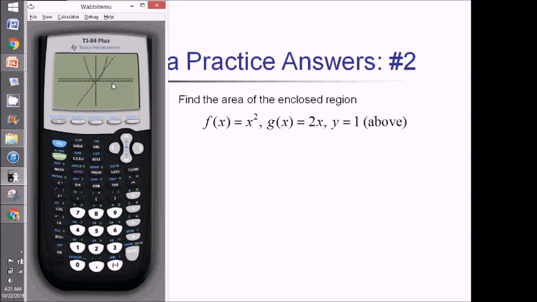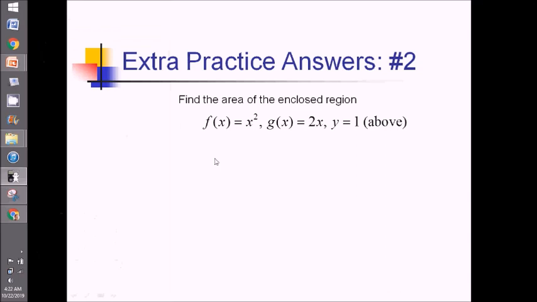And I could probably zoom in a little bit. Let me do window, and I'm going to go from 0 to, let's go from 0 to 4. Zoom fit on that. See what this looks like. So parabola, line, and other line. So we've got this little sliver of space in here that we're trying to figure out the area of.